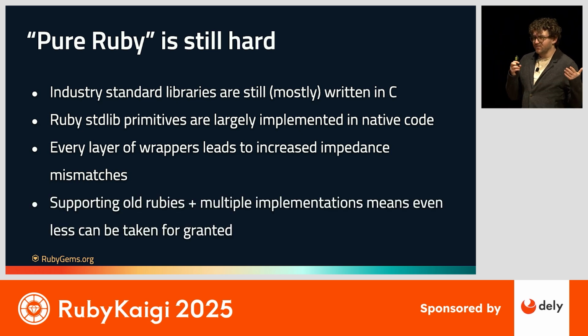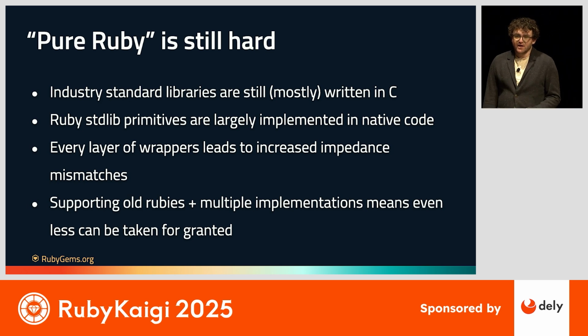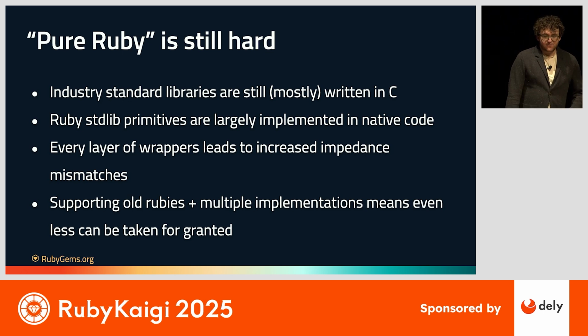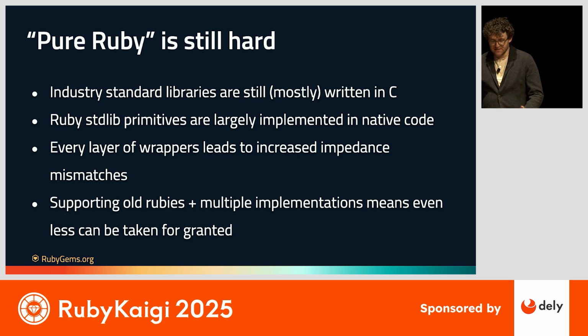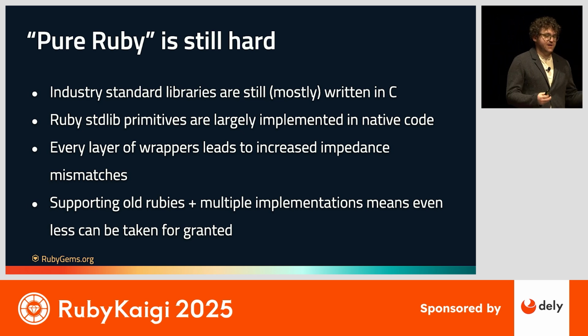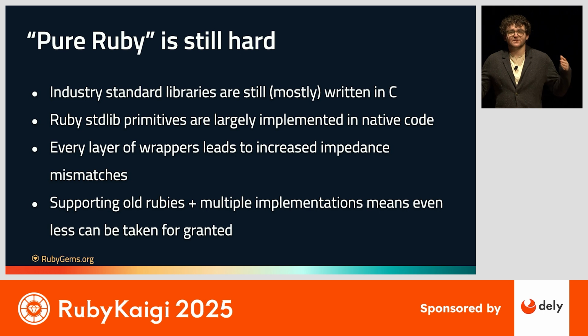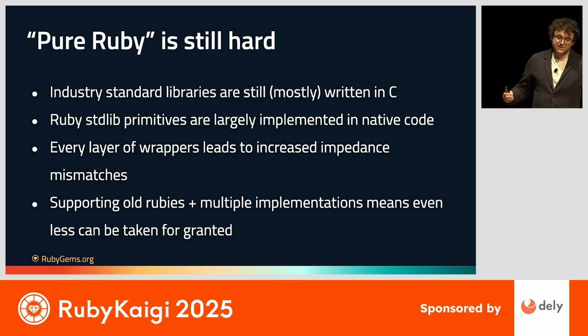And finally, when you're supporting older Ruby versions and multiple different implementations of Ruby, well, that means you can take even less for granted. You can only depend on what's in the intersection of all of those different Rubies.